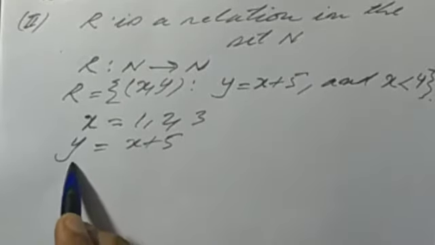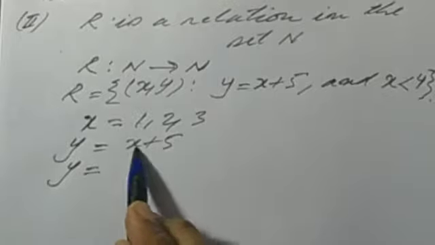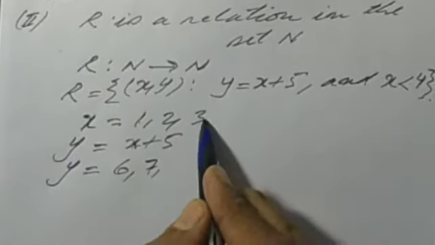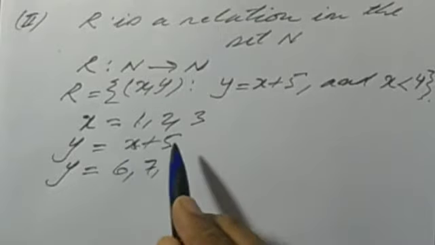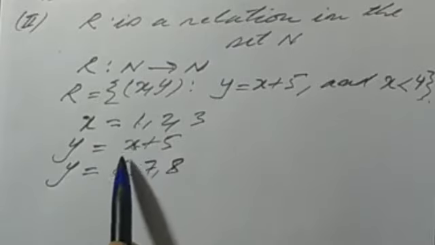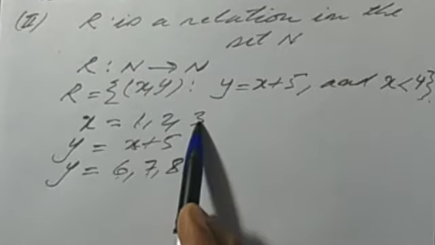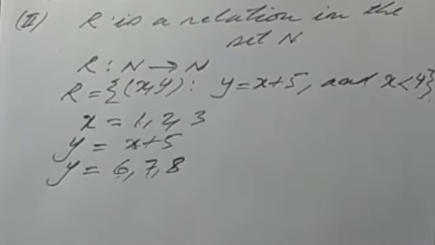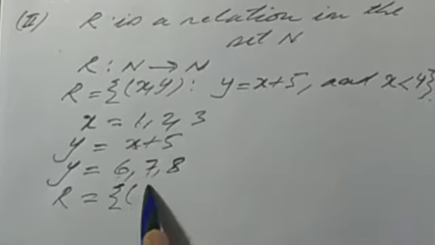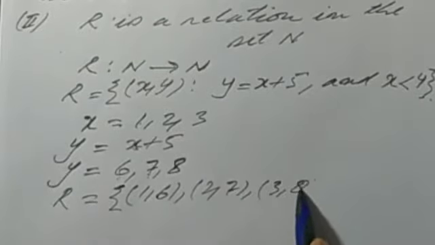For x equal to 1, if we substitute here, we get 1 plus 5, which is 6. If we substitute 2 here, 2 plus 5 is 7. And if we substitute x equal to 3, we get 3 plus 5, which is 8. So y can have 6, 7, 8. For x equal to 1, y is 6. For x equal to 2, y is 7. For x equal to 3, y is 8. So the roster form of the relation is the set of ordered pairs {(1, 6), (2, 7), (3, 8)}.